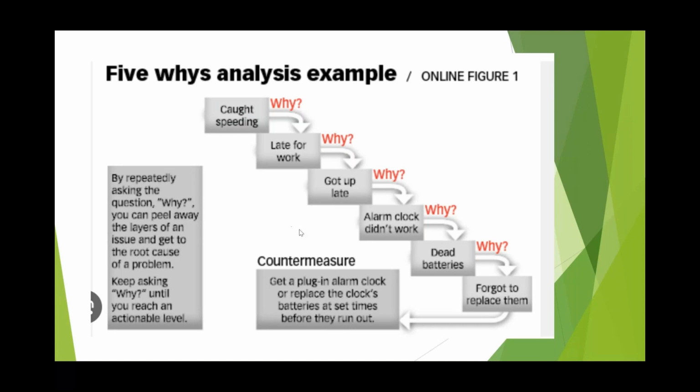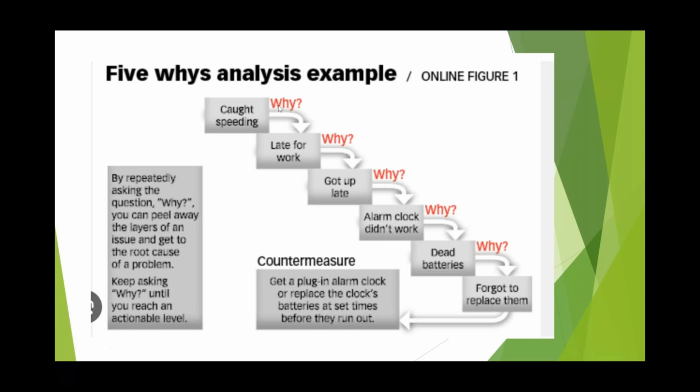Let's say a guy is rushing to office and he is caught by a police cop, riding the bike at high speed. In this case, we need to do a 5 Why analysis: why did the guy get caught? It's nothing but finding the root cause of the issue, like why he is rushing on the bike. If you ask the first why, he is rushing because he is late to office.